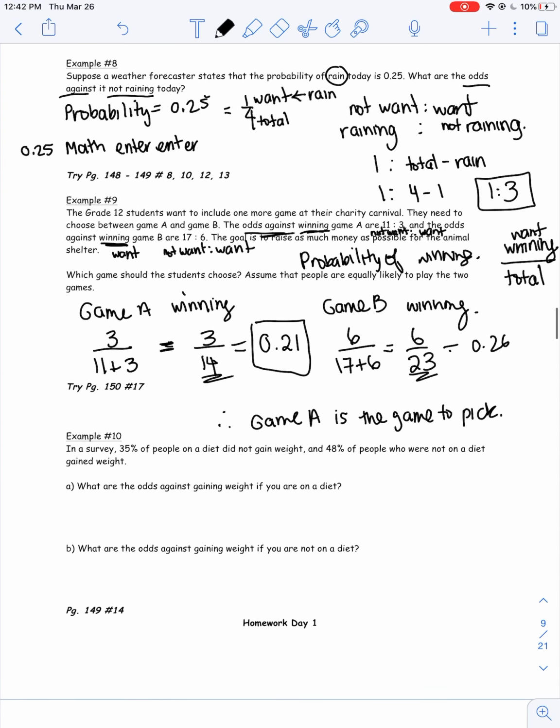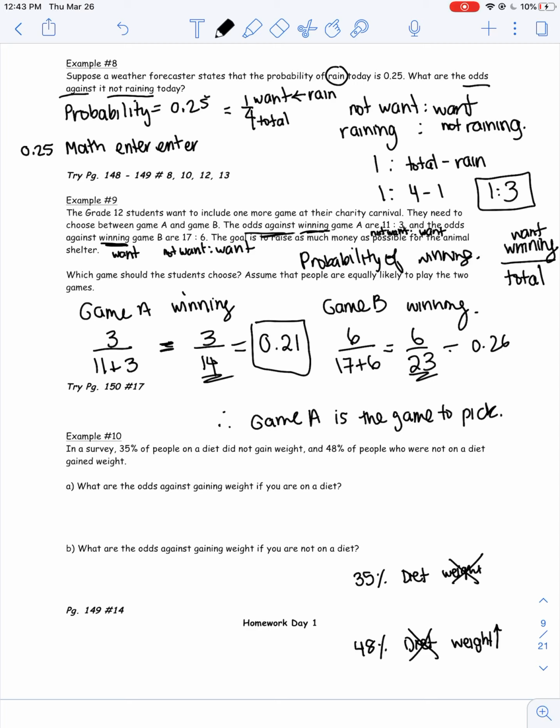Okay, so we're going to have to set up a little organization table here. So 35% of people on a diet, so these are people on a diet, did not gain weight. So I'm going to say didn't gain weight. 48% of people who were not on a diet, so no diet, I'm going to put a cross through it, gained weight. So they actually did gain weight.